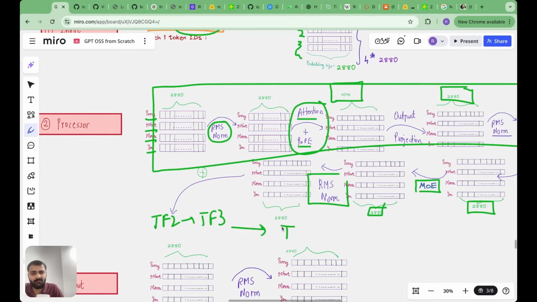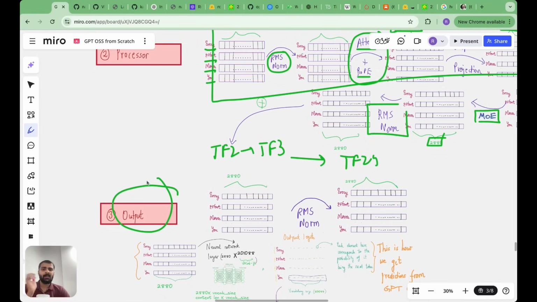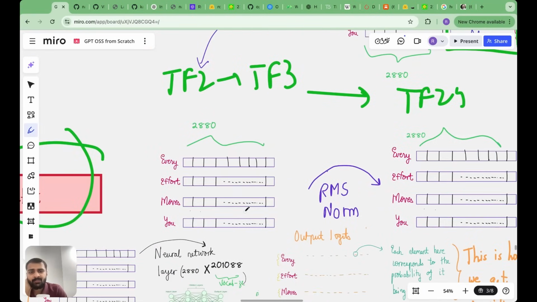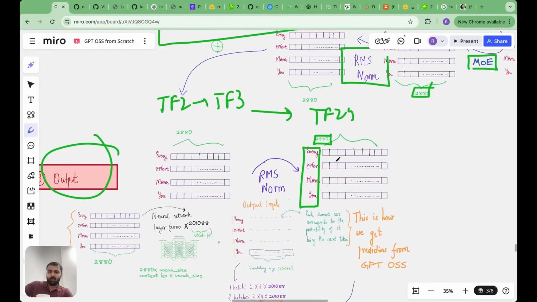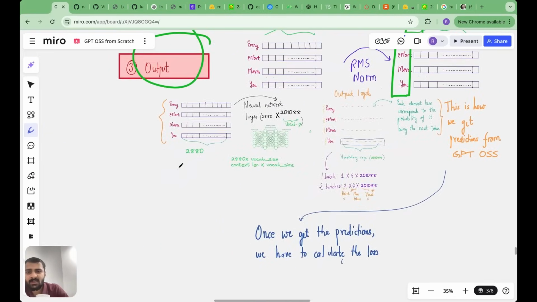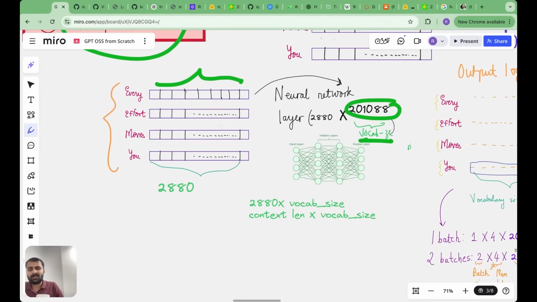And then after 24 transformer blocks, we truly come out and we go to the output layer, right? Now, when we come to the output layer, we'll first do RMS norm, and then all of my 4 tokens still have the dimension equal to 2880. Now remember, it is at this stage where I want to do my next token prediction task. So I want to convert my dimensions from 2880 to my vocabulary size, which is 201088. So what I will do is multiply this with a 2880 by 201088 matrix.